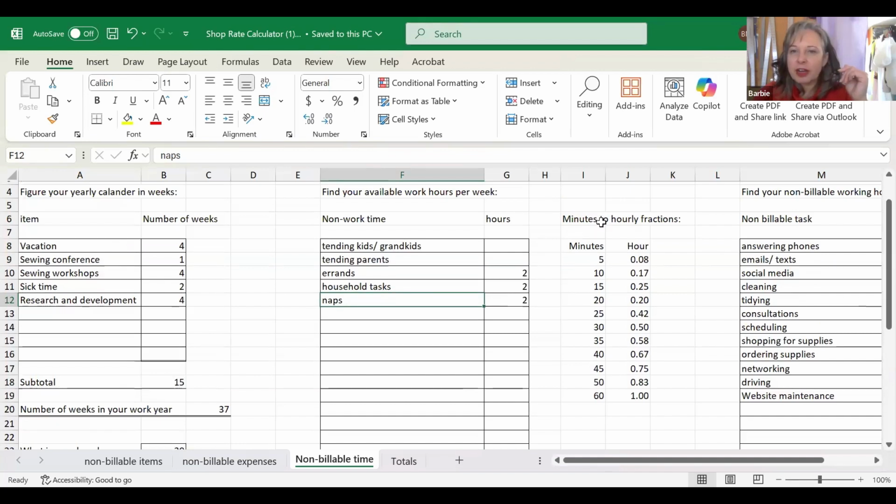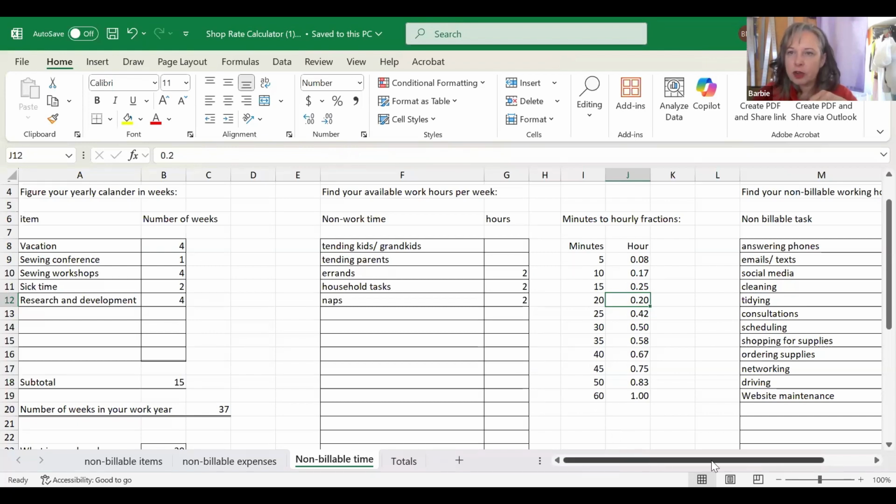Here I do have just a little chart. They're not for calculations, but they're just for you to look at. If you only spend 5 minutes a day tending your kids because they don't deserve it, you can put 0.08 per hour. So this is done for hours. If you only know, like, I spend 20 minutes a day doing this or that, you can use a decimal for your hour, and that's what this is for here.